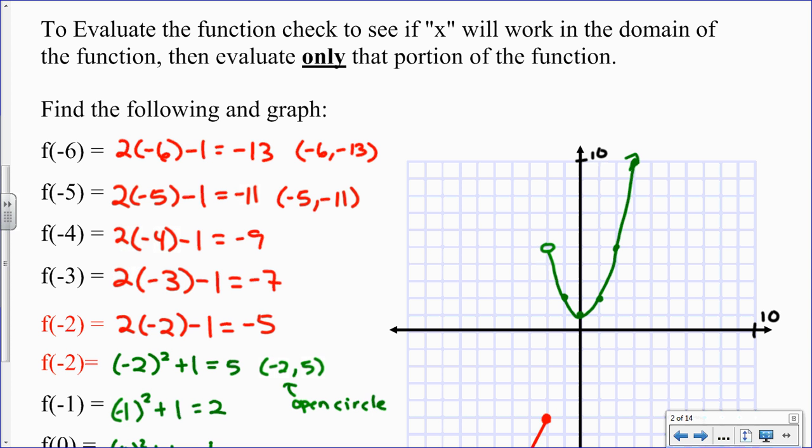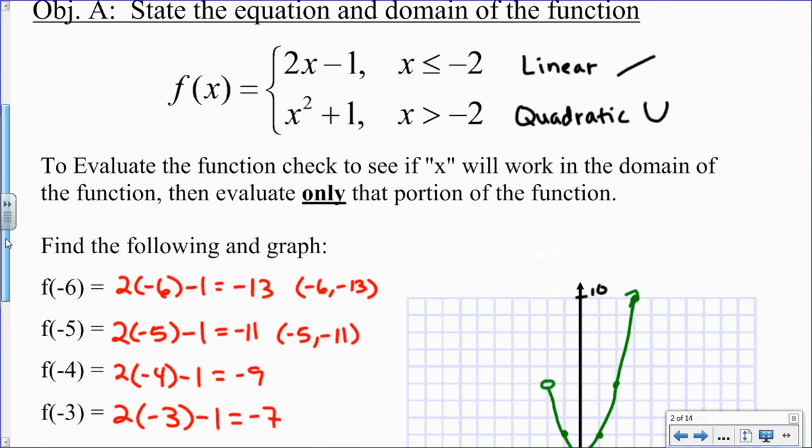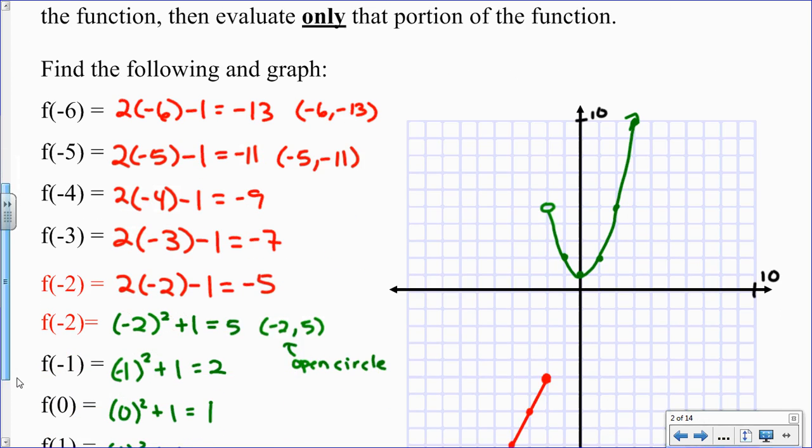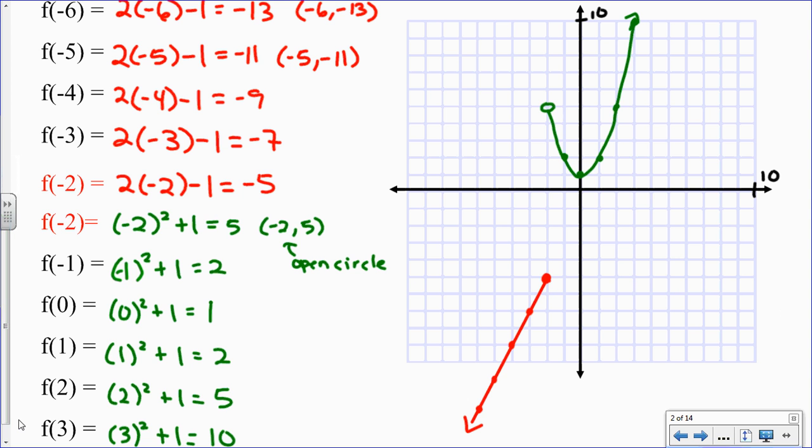Okay, so when you have the domain of your individual parts, it's written like this, with inequalities. So those are the domain of each piece. But when we write the domain and range of the whole function, we're going to use interval notation like normal. So let's talk about the domain and range of the whole function.